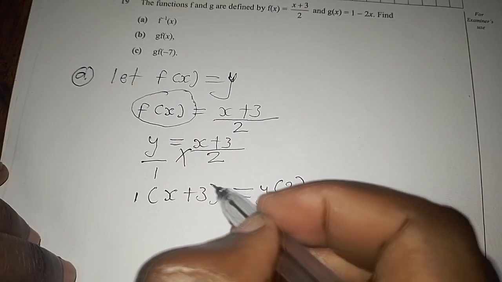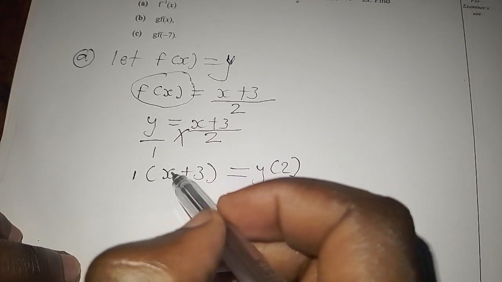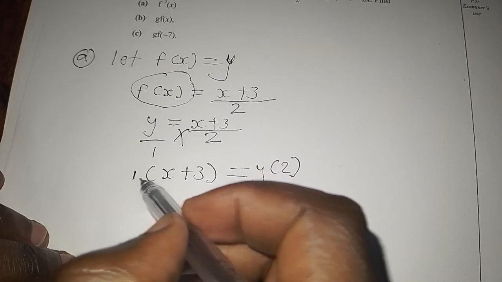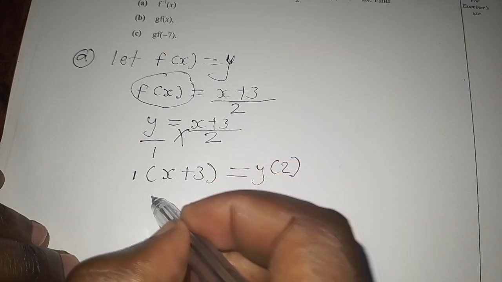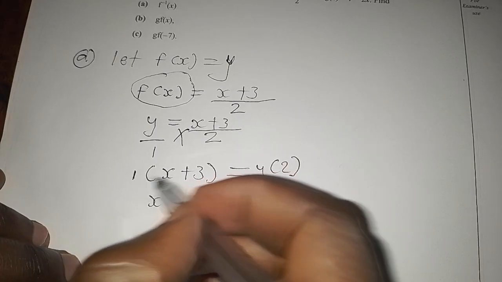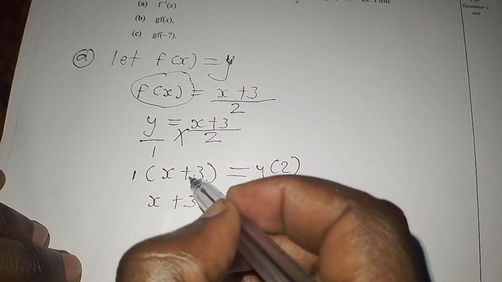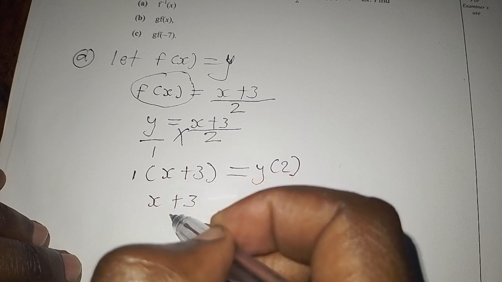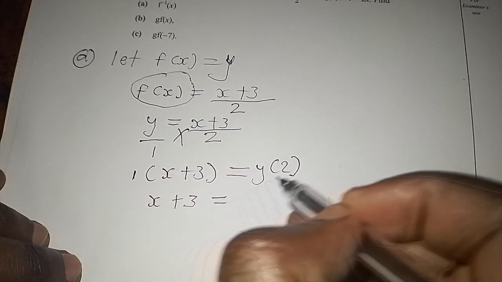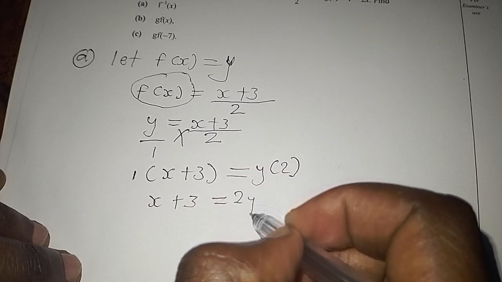From there, you multiply 1 with x plus 3. 1 times x gives x, and 1 times 3 gives 3. I put a plus because here there is a plus; if there was a minus, I would have put a minus. Then y times 2 gives 2y.